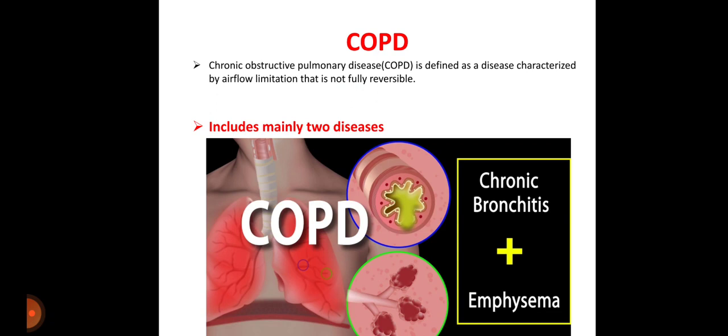What is COPD? The acronym COPD stands for chronic obstructive pulmonary diseases. It is defined as a disease characterized by airflow limitation that is not fully reversible. It includes mainly two diseases. One is chronic bronchitis, a long-term inflammation of the bronchi. Another one is emphysema, in which the air sacs in the lungs are damaged.